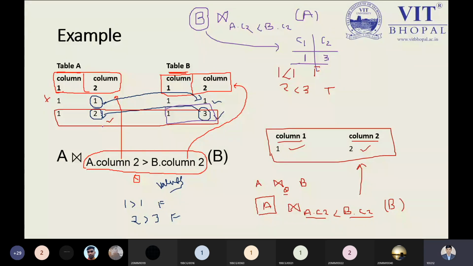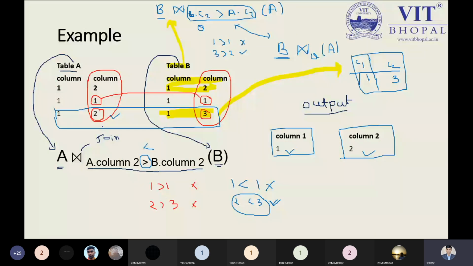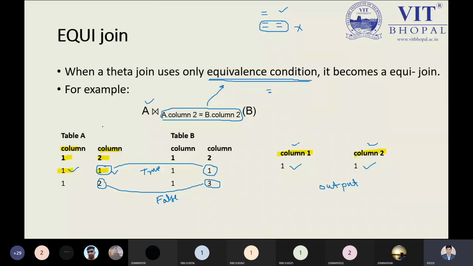Yes, tell me. Theta join is clear? Yes, sir. So next we have the equijoin. Equijoin is nothing but equal to the theta join.